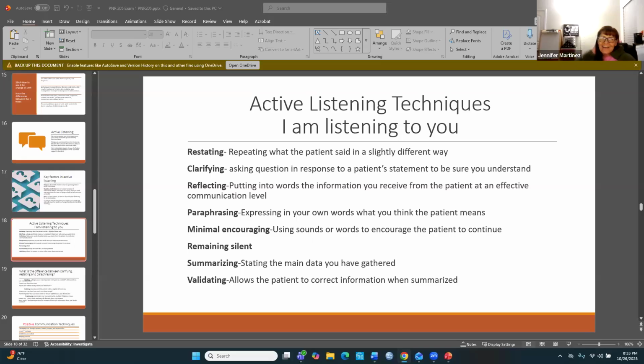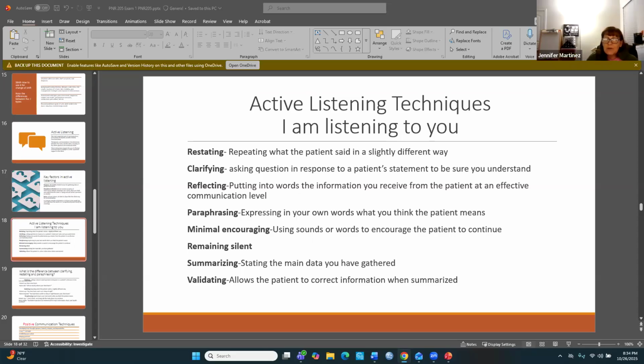Remaining silent, and this is using your pausing. Not everybody is comfortable with moments of silence. A lot of us feel the need to fill the void with words. But this allows the clients to tell their story. It also allows them to gather thoughts, and not just them, sometimes for us too, right? If we're thinking about what a client has just told us, we need to process before we respond.